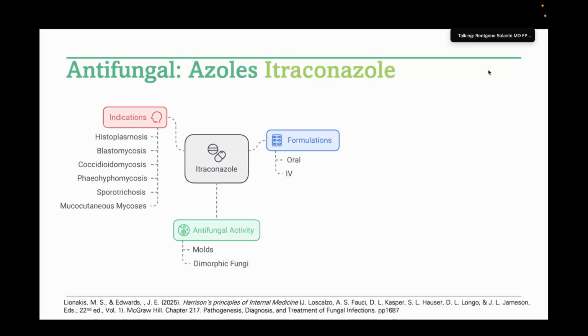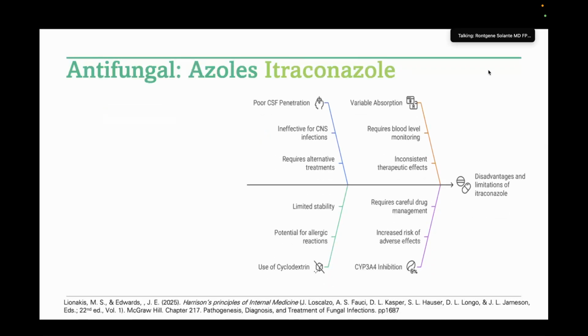Okay, so the third among these azoles is your itraconazole. Your itraconazole can be both an oral and IV formulation. The indication is mainly for molds and dimorphic fungi. So that's why the current indications of your itraconazole range from histoplasmosis, blastomycosis, coccidioidomycosis, phaeohyphomycosis, sporotrichosis, and even mucocutaneous mycosis. Okay, so the drawback here is that itraconazole cannot be relied on in patients with CNS infection, because of its very poor penetration and at the same time very limited stability.